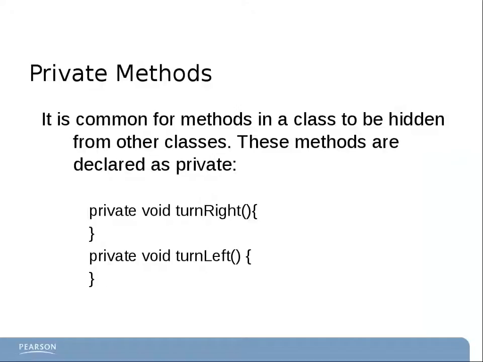Private methods. These are methods that are hidden from other classes. They're usually something to help do something internally. Hopefully I'll get you a good example of this later, but there might be methods that just help clean up your code so it's easier to understand what's going on, but you don't want other people calling them, so you make them private.